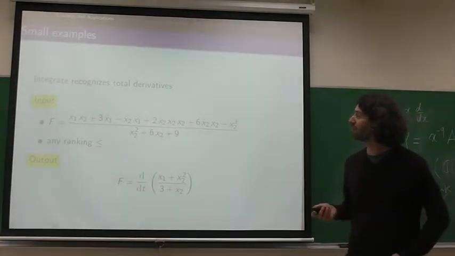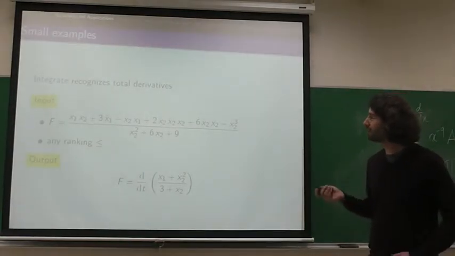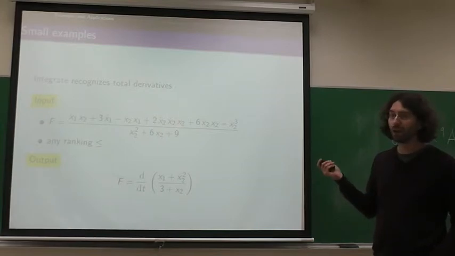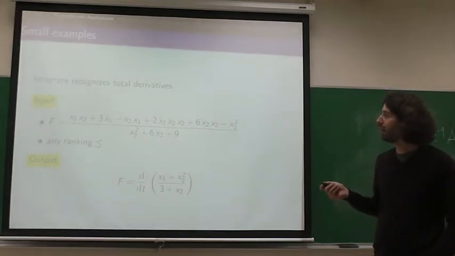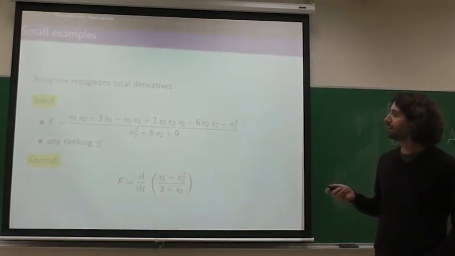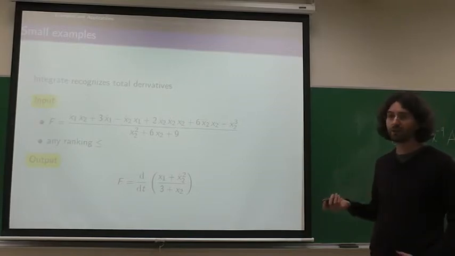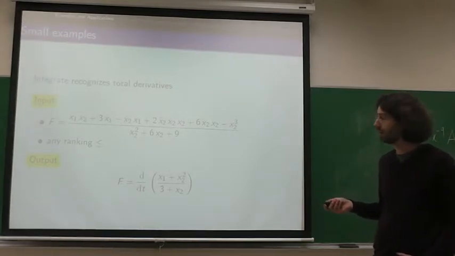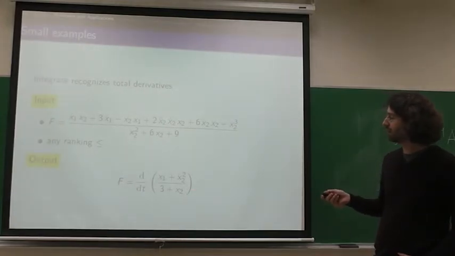So let's see slightly bigger examples. So here, x1 and x2 are functions of t. And if the input fraction is the derivative of another fraction, then the algorithm detects it. And on this example, you see the result. This one, which is much smaller than this.